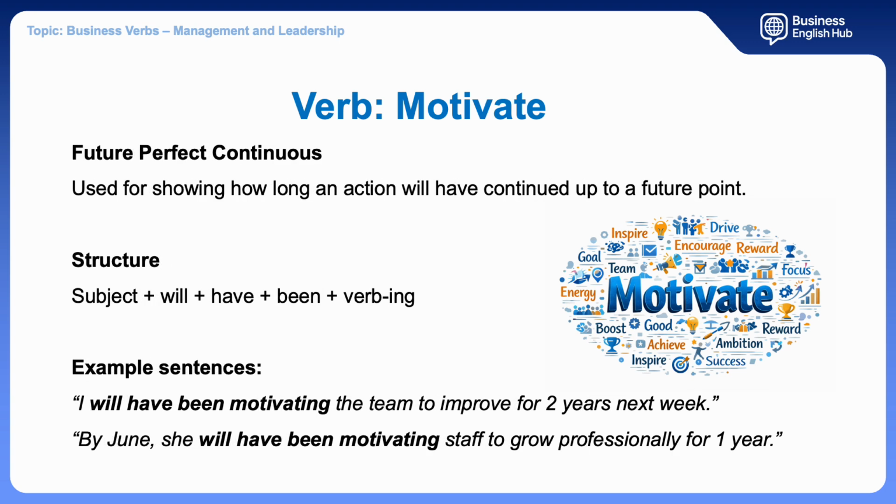Next up is the future perfect continuous of the verb motivate. It's used for showing how long an action will have continued up to a future point. Its structure is subject plus will plus have plus been plus verb with ing. And two example sentences for this include: I will have been motivating the team to improve for 2 years next week. By June, she will have been motivating staff to grow professionally for 1 year.